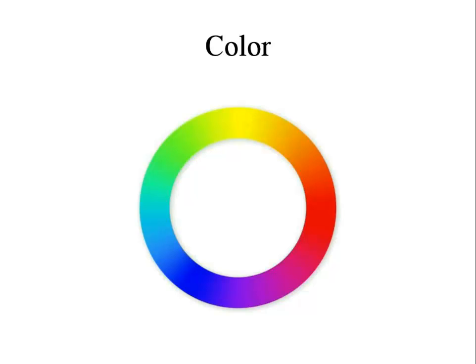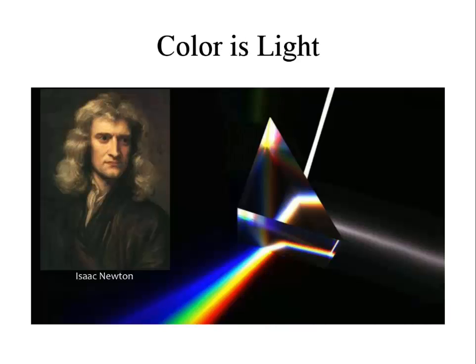So color is light. And this was discovered by Isaac Newton. And mind you, he wasn't the first to theorize this, but he was the first to prove this. So what he did was he put a prism in front of a narrow beam of white light, and out the other side came the color spectrum.